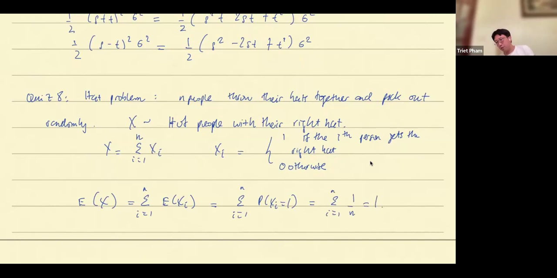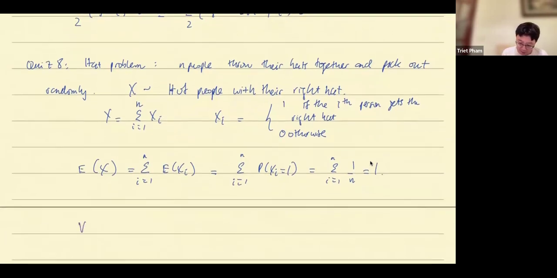Anyway, I think we've done this question before. It says that on average, one person gets the right hat. And what's surprising is this is irrelevant of what n is. With n equal to 2, one person on average gets the right hat. 10 people, one person on average. 100 people, one person on average, okay? But that's not the question. I believe the question was to calculate the variance. What is the variance of the number of people getting the right hat?